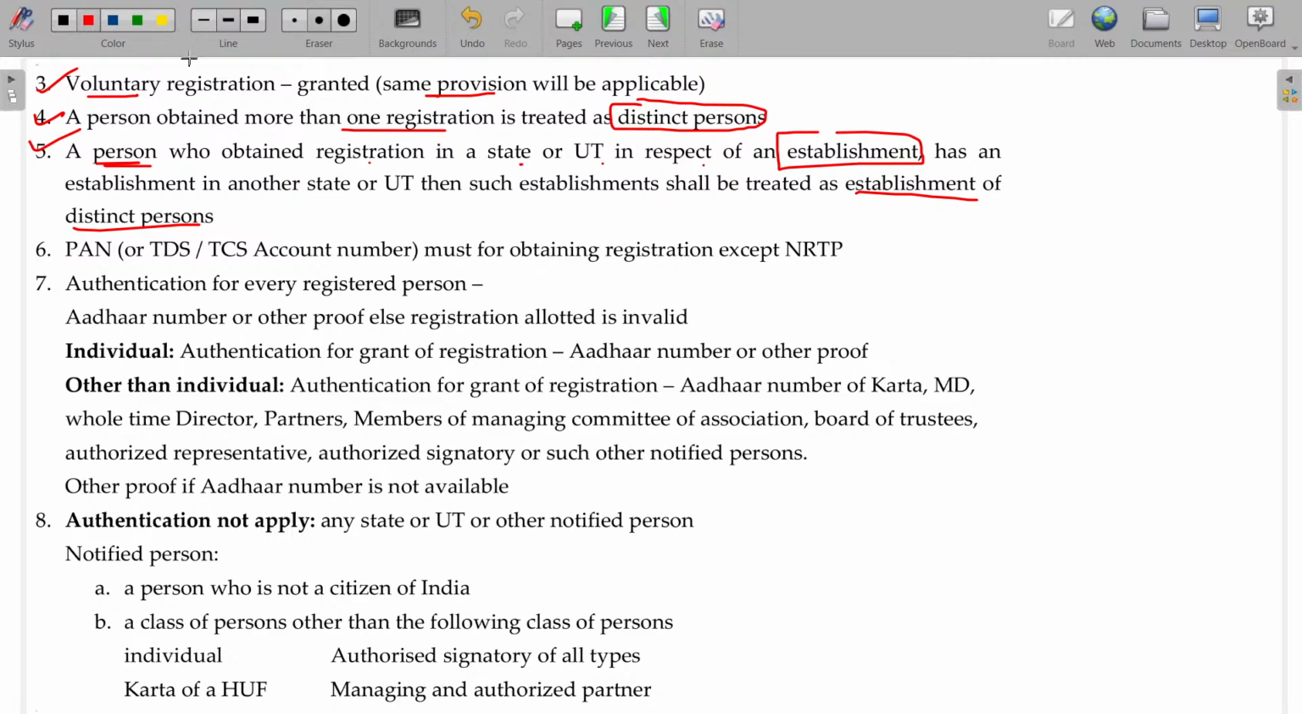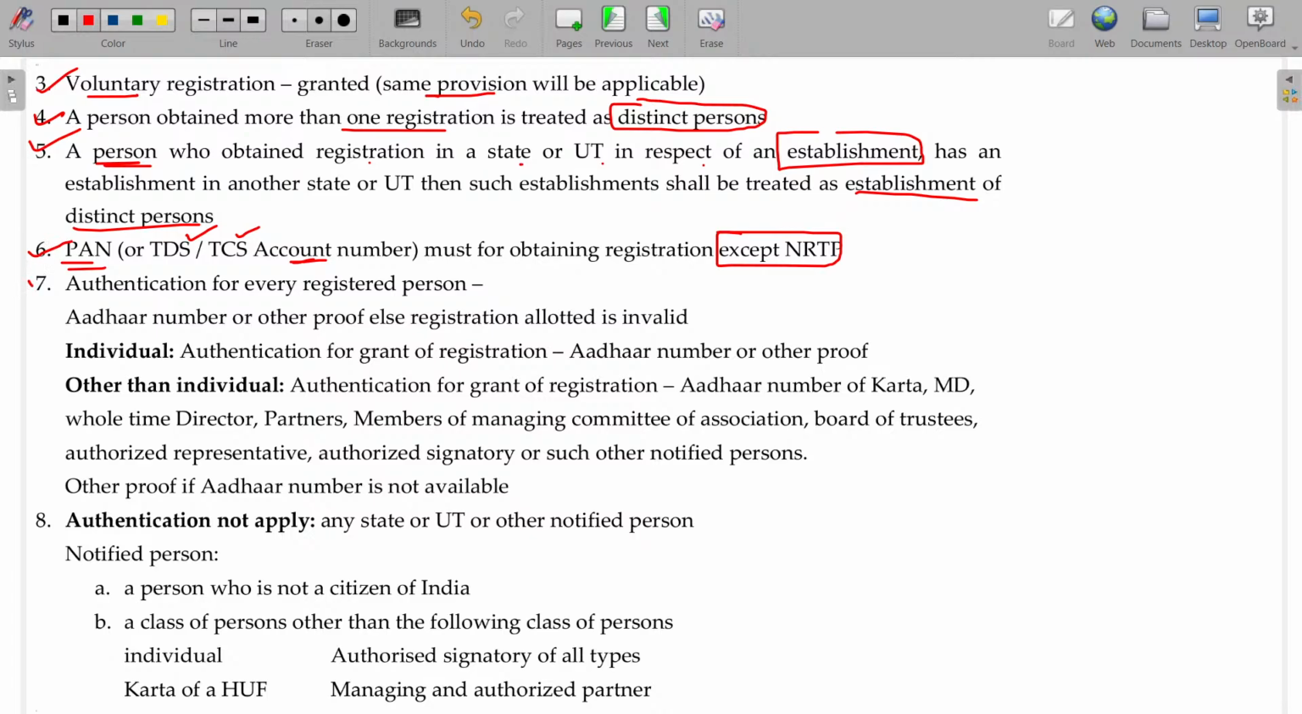And while applying, you need to have the PAN number, or the TDS and TCS account number you need to maintain, except for whom? NRTP. NRTP will not have a PAN number, so for registration, NRTP is not required to submit a PAN number.